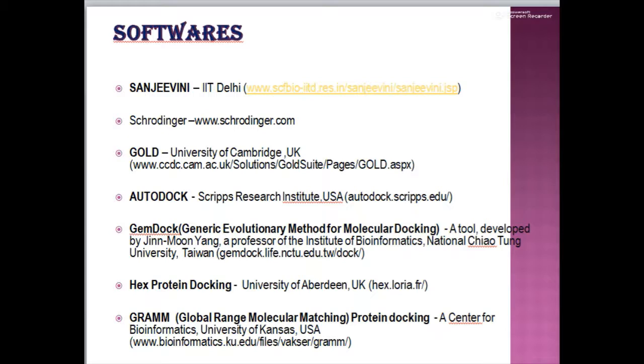The same principles are used in all of these software, but each software has different types of algorithms used in it. So, with this we come to an end on molecular docking. Of course, the practical side is not covered yet, but you got a theoretical understanding about what is docking and what are the software used for docking.